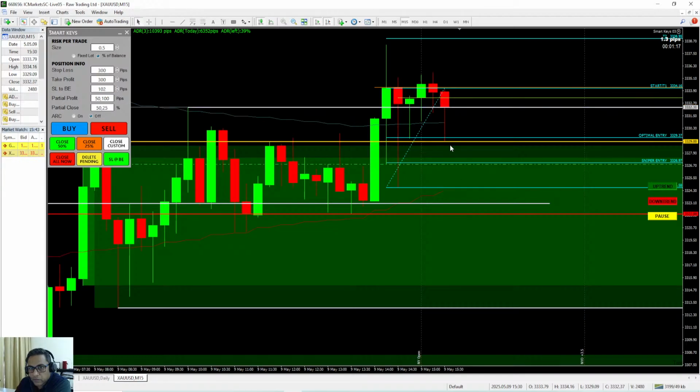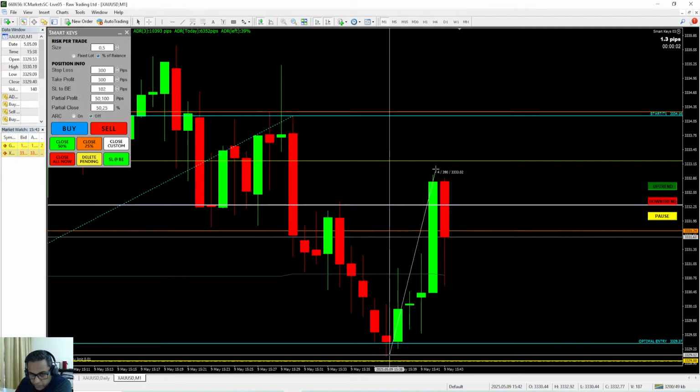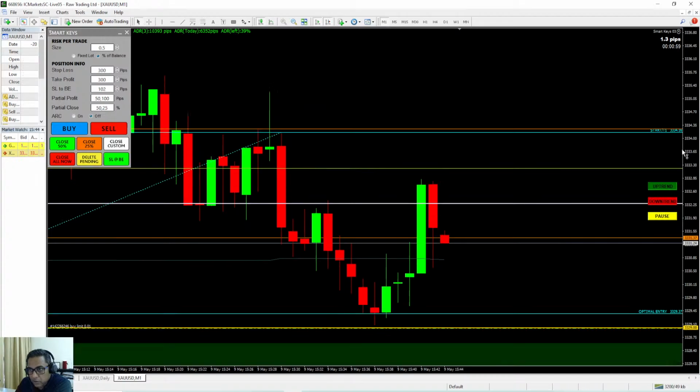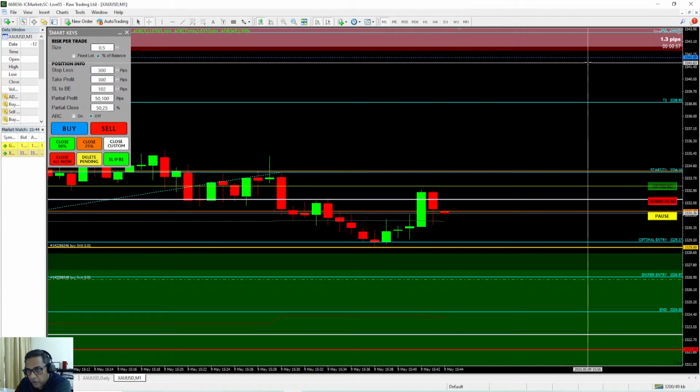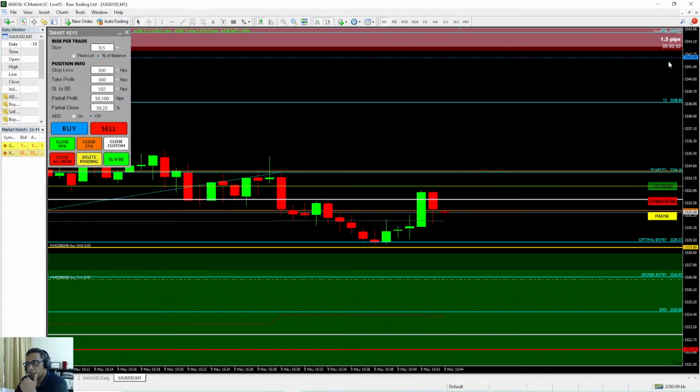Let's see. But we've tapped the optimal entry, 3329.37. I entered at 3329.1, I think, just one pip above this weekly SR level. As soon as we came there, I took a trade right there. Pushed up about 39 pips. This is where I'm expecting price to head to, so about 130 pips, 3342.